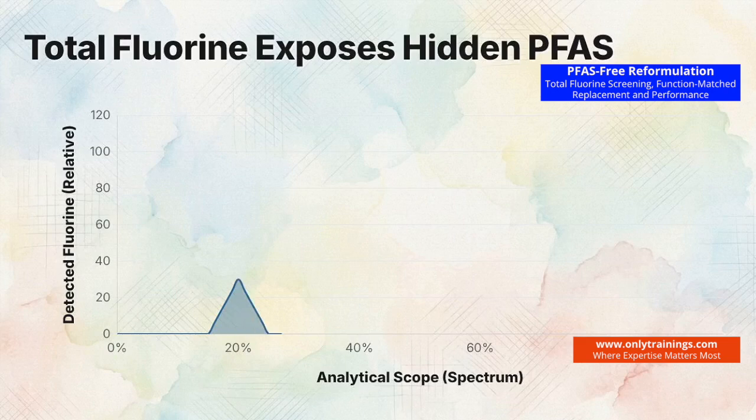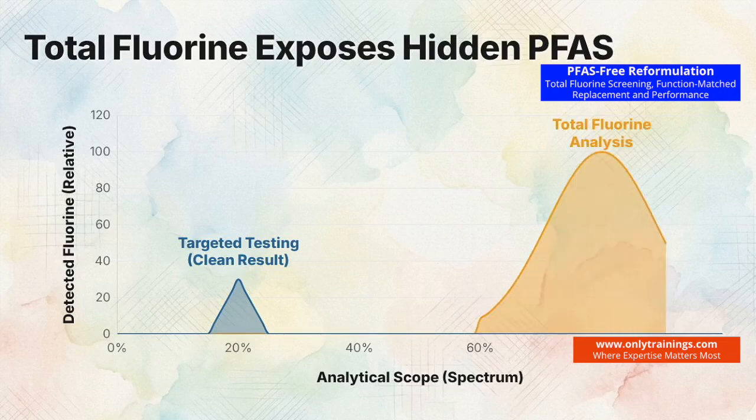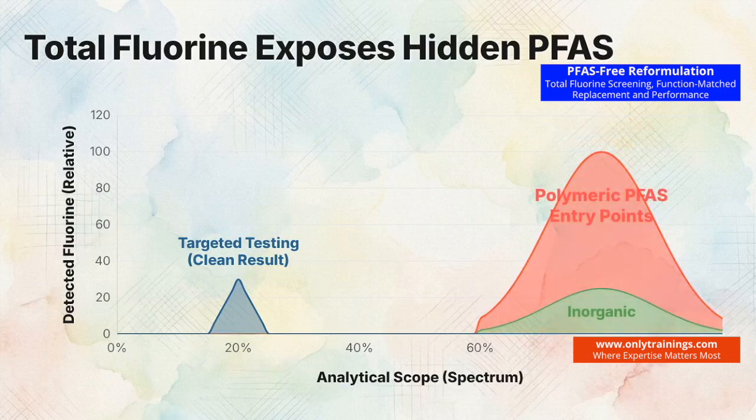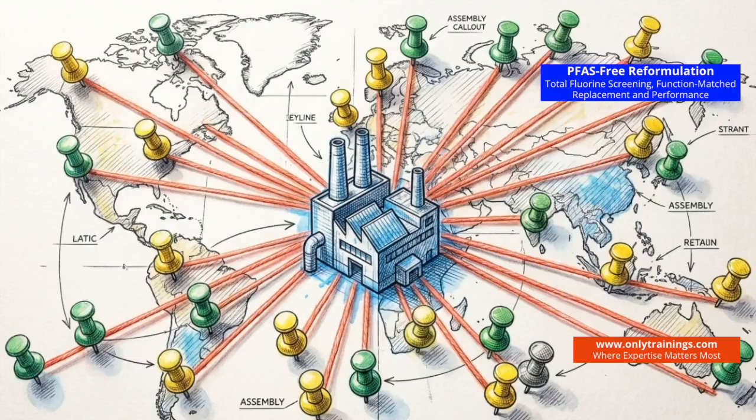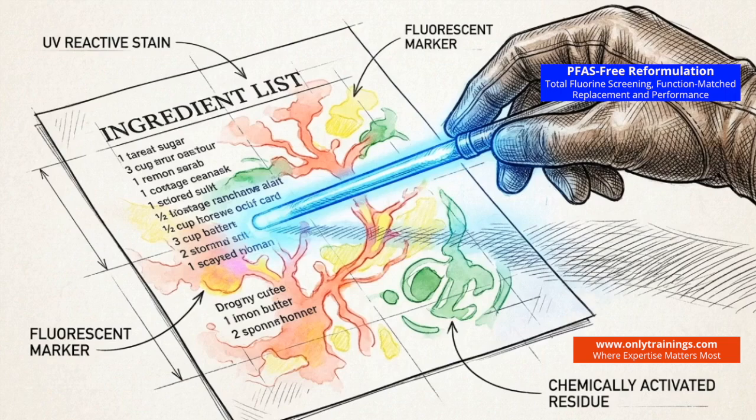Methodology matters. Targeted PFAS testing looks only for known compounds, often returning a clean result. But total fluorine analysis reveals a massive area under the curve. Mistaking natural, inorganic fluorine for unregulated PFAS entry points leads to false conclusions, misdirecting your R&D efforts. A robust fluorine screening strategy has to aggressively probe the entire supply chain, locating hidden entry points far beyond the bounds of your declared ingredients list.